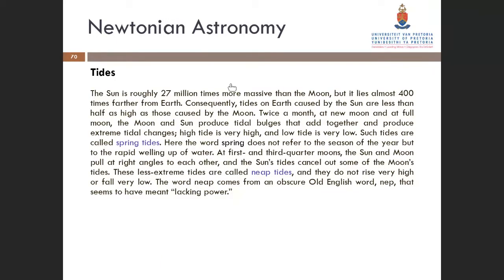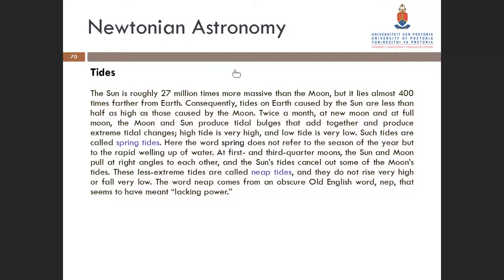But the sun also has an influence on tides. So the sun is roughly 27 million times more massive than the moon, but it lies almost 400 times further from Earth. Consequently, tides on Earth caused by the sun are less than half as high as those caused by the moon. Twice a month, at new moon and at full moon, the moon and sun produce tidal bulges that add together and produce extreme tidal changes.